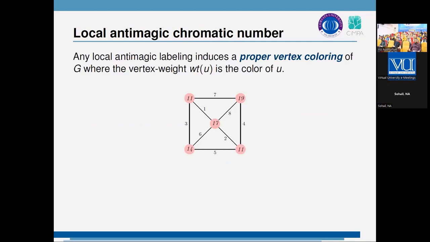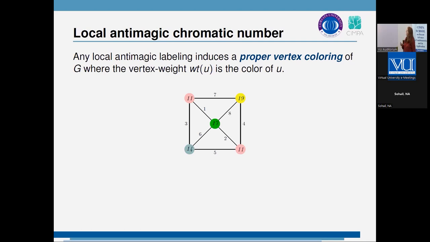But let's look at this problem from a different point of view. If we have a local antimagic labeling, then we can get a corresponding vertex coloring, which will be a proper vertex coloring, such that the weight of every vertex will be the color of the vertex. So here we have a local antimagic labeling, and we see that we have two vertices with weight 11. Say this color will be pink. Then we have color 19, and to have a nicer picture, let's make it yellow. Then we have color 17, and then we have color 14.